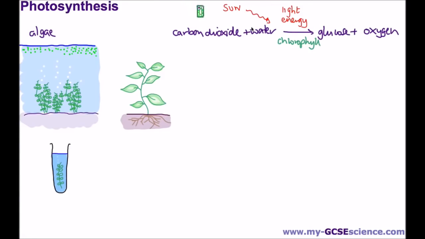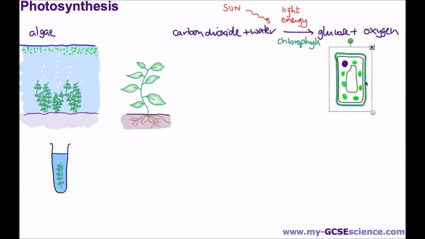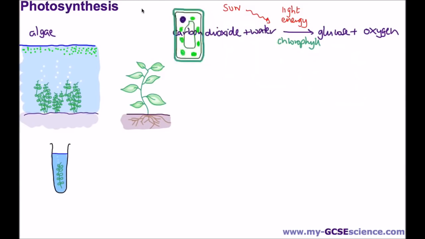Chlorophyll is found in plant cells, and here's a cell that I'm using quite often. This is a cell taken from a plant, and inside that plant cell we have structures called chloroplasts, those little green blobs that I've drawn there. Inside these chloroplasts is a substance called chlorophyll, and the job of the chlorophyll is to absorb that light energy, so that energy can be used to convert carbon dioxide and water into glucose and oxygen.